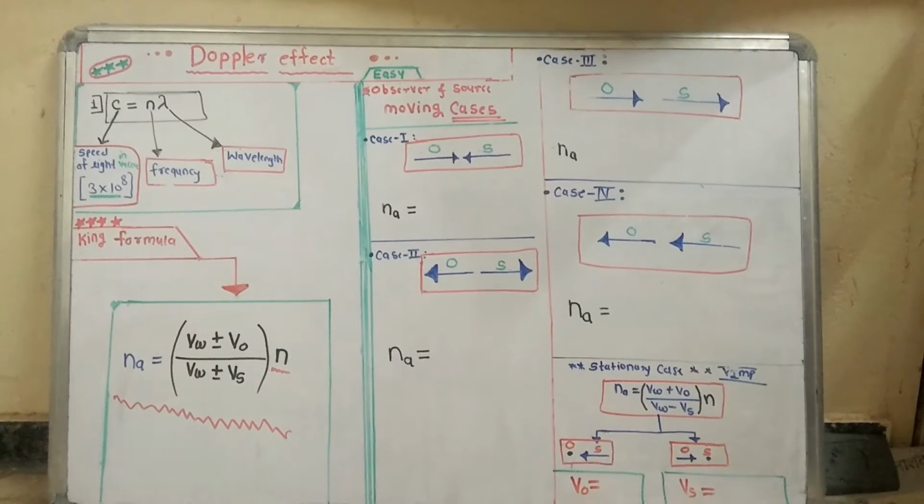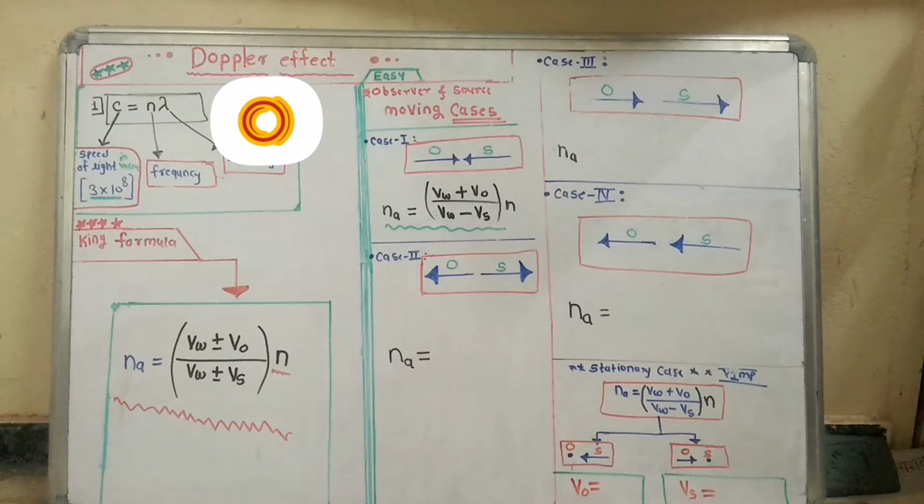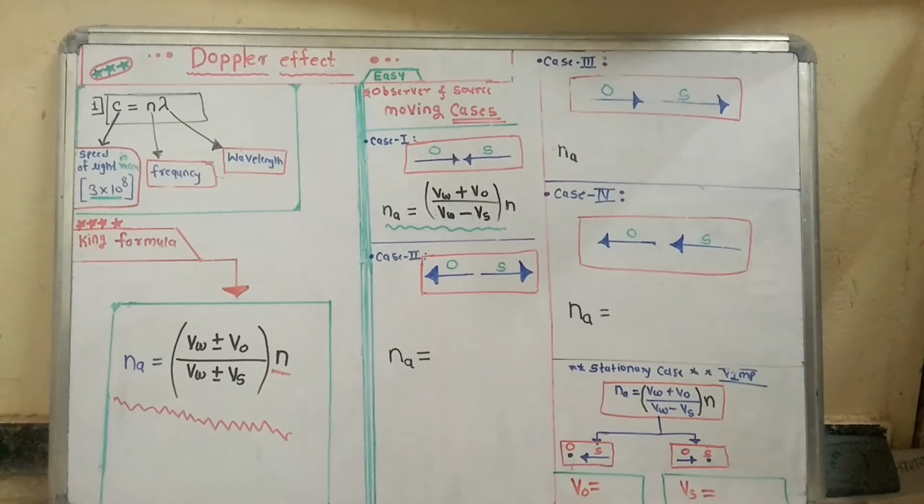We use O for the observer and S for the source. Our first case is when the observer and the source are moving in the same direction. Then the apparent frequency equals, in bracket, V wave plus V observer upon V wave minus V source, into frequency. Here the observer is moving to the right, so we take the observer in the positive direction, and the source is moving in the left direction. So we remember it in this style: V wave minus V source. This is how you can easily understand and remember it.